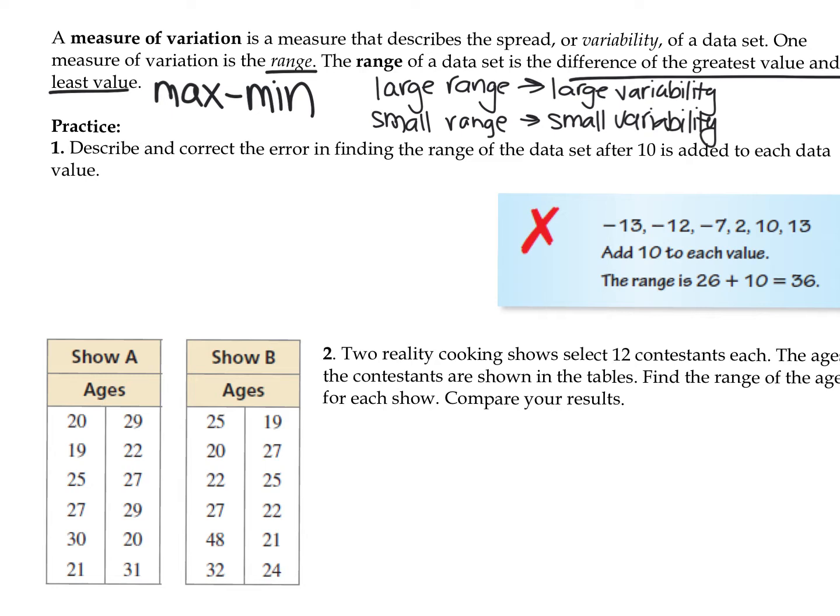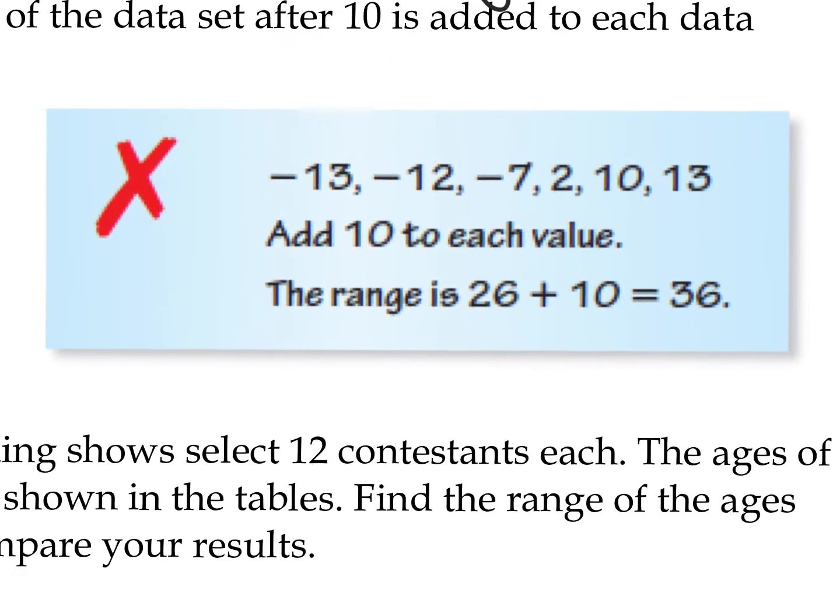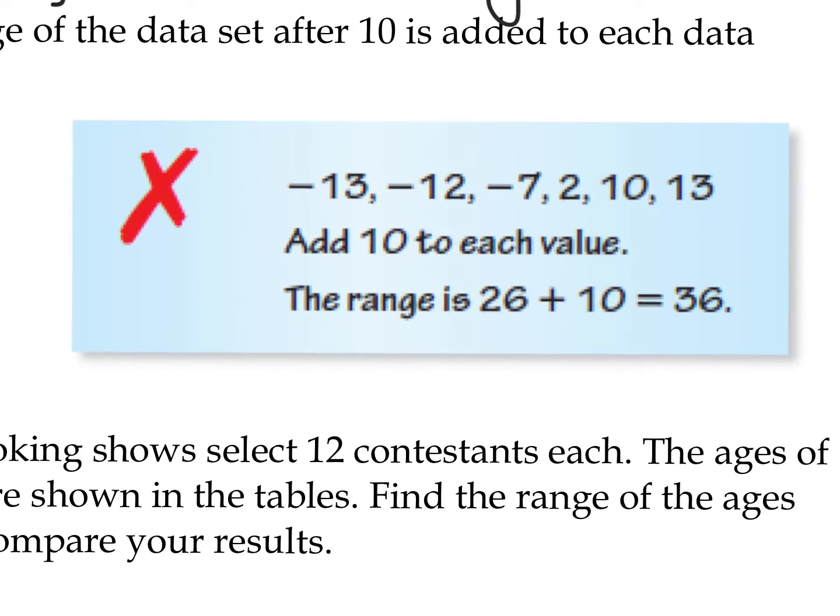All right, they give us a practice here. It says describe and correct the error in finding the range of the data set after 10 is added to each data value. So they give us the data values: negative 13, negative 12, negative 7, 2, 10, and 13. And they said that 10 was being added to each value. And they found the range by doing 26 plus 10 equals 36. So I think there's actually a couple of mistakes here.